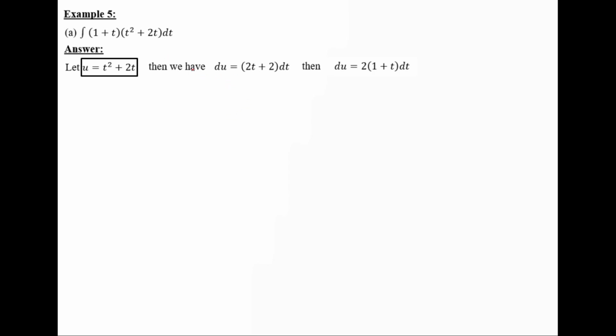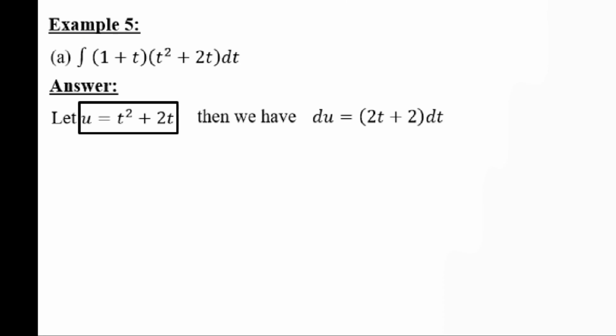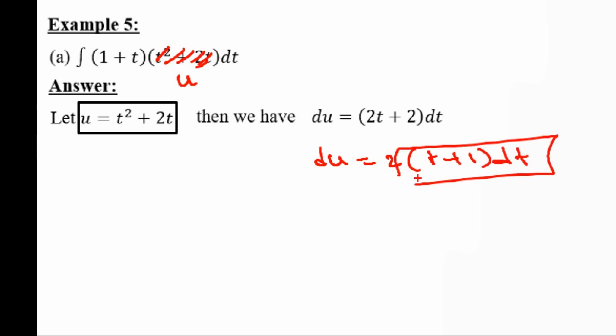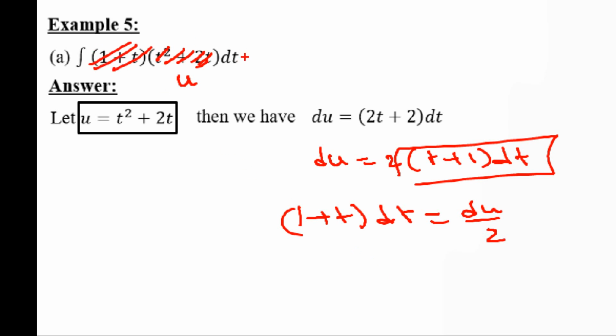Then we need to convert this integral completely from t to u. Already this has been assigned to u. Now what about 1 plus t dt? We need to make use of the differential step. Here we can factor 2 out. That would be du is 2 times (t plus 1) dt. If we isolate this, 1 plus t dt is given by du divided by 2. So this would be replaced by du divided by 2.